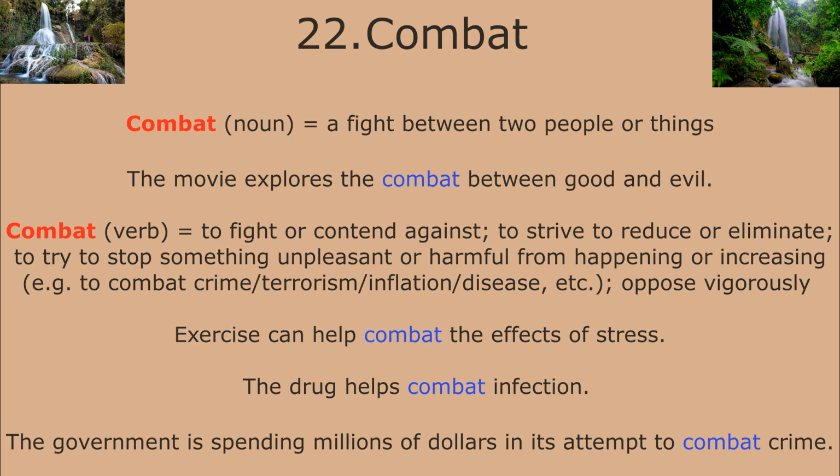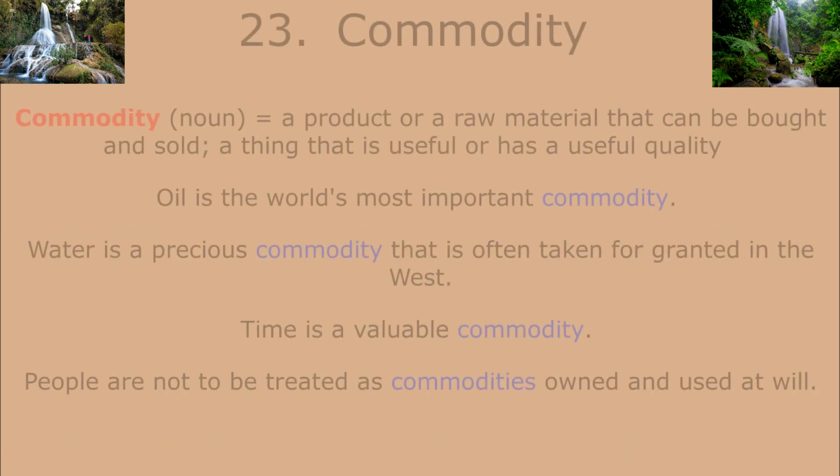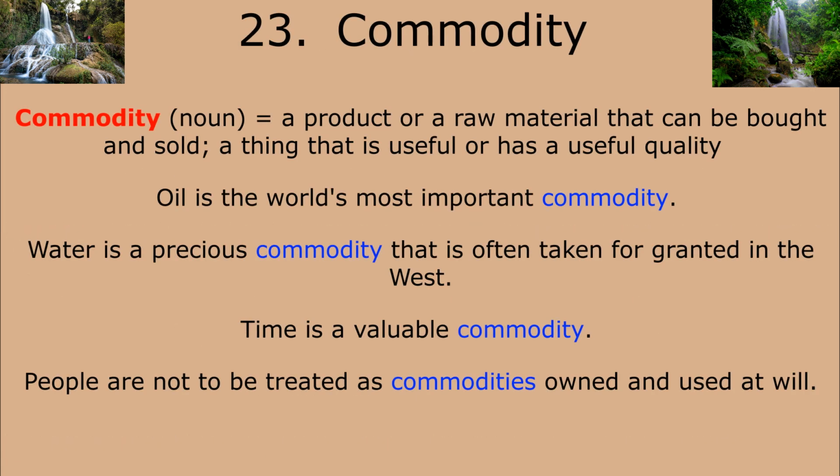Let's move on to the next word. The word number 23 is the word commodity. Commodity is a product or a raw material that can be bought and sold. It is a thing that is useful and has a useful quality. For example, oil is the world's most important commodity.